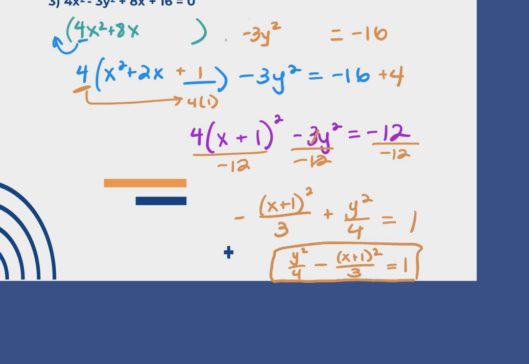Why is the 3y out of the parentheses? Because it's the only y term. If there was a y squared and a y, we would group those together and complete the square for the y. But there was no y to the first term, so you don't have to complete the square for it.